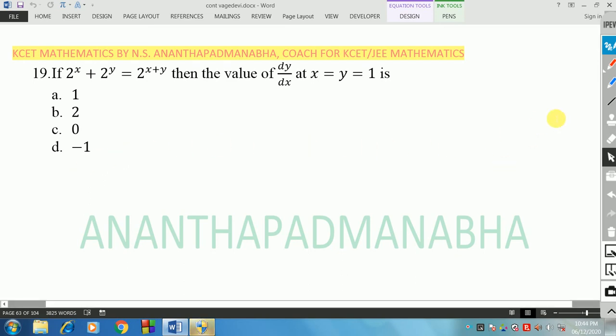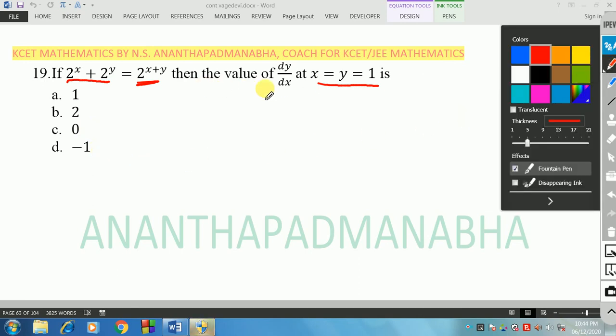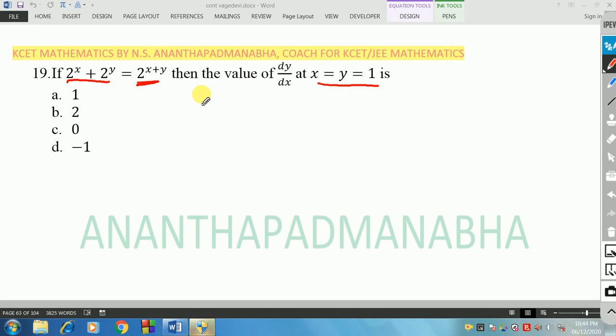If 2 to the power of x plus 2 to the power of y is equal to 2 to the power of x plus y, then the value of dy by dx at x equals y equals 1 is option A 1, option B 2, option C 0, and option D is minus 1. So let me consider this given expression: 2 to the power of x plus 2 to the power of y is equal to 2 to the power of x plus y.